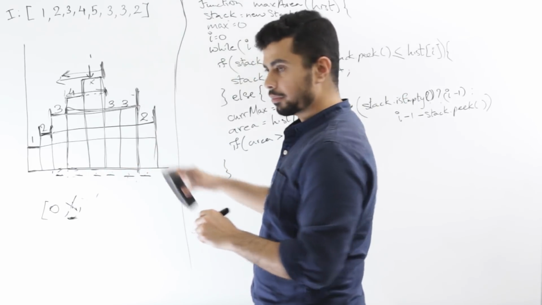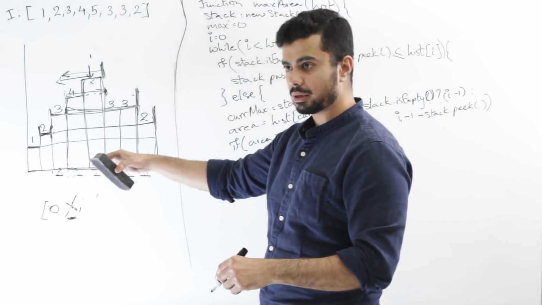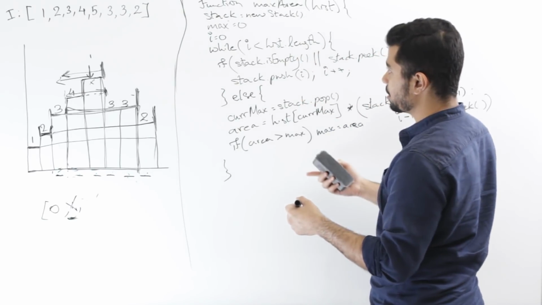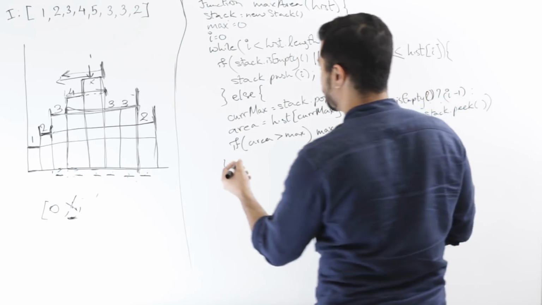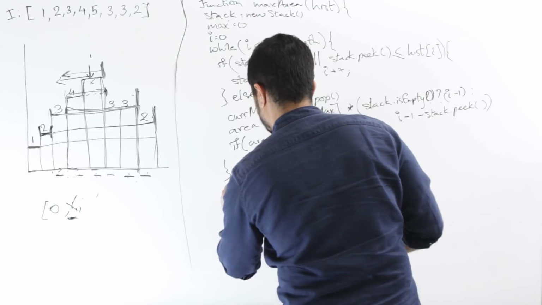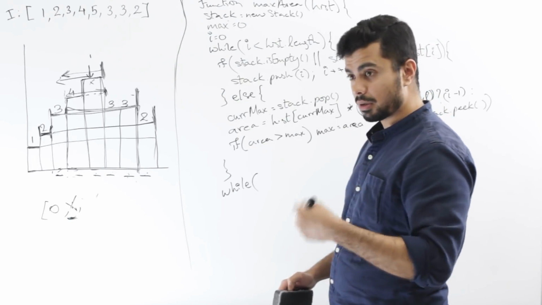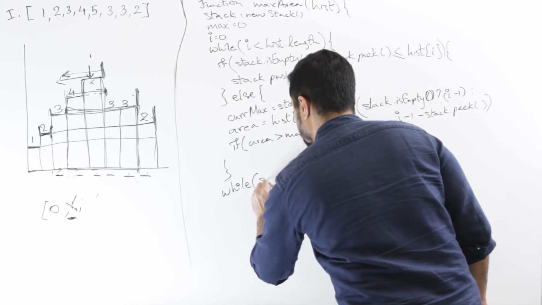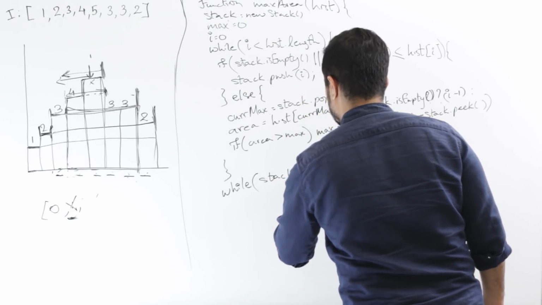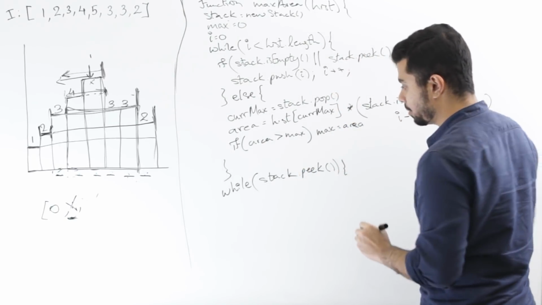So we'll go through all of them. By the end, we will have some bars left that we haven't computed the area for. So we'll have to pop all of those. So let's do another while loop. So this is for the remaining bars that we have in our stack, right? So I'll basically say while stack is not empty, keep popping. So I'll say while stack dot peek, while there's something in the stack, keep doing this.